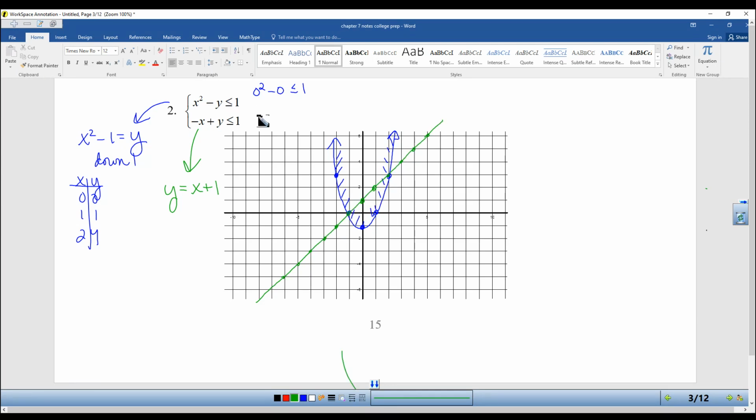And now I'm going to plug in my (0, 0). Is (0, 0) less than 1? It is. So I do want to shade the (0, 0), so I'm going to go underneath. And this is another one where the answer is that region right there.